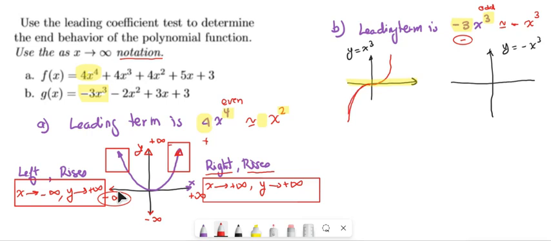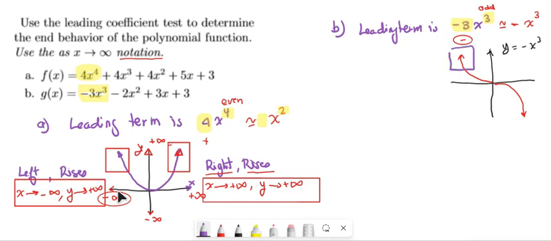You see this branch over here, it's going to turn going this way, and this branch over here, whenever you reflect it on the x-axis, you're going to turn this way. So this is the graph that we are looking for. Let's get rid of the first one. Again, we want to study the end behaviors, which are this side and this side.